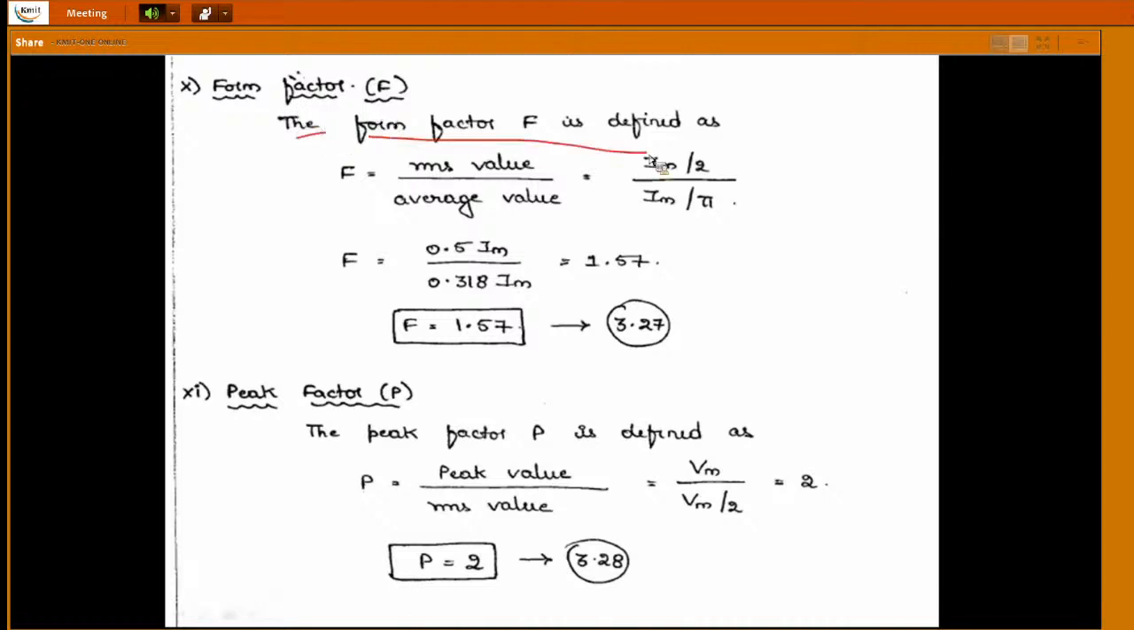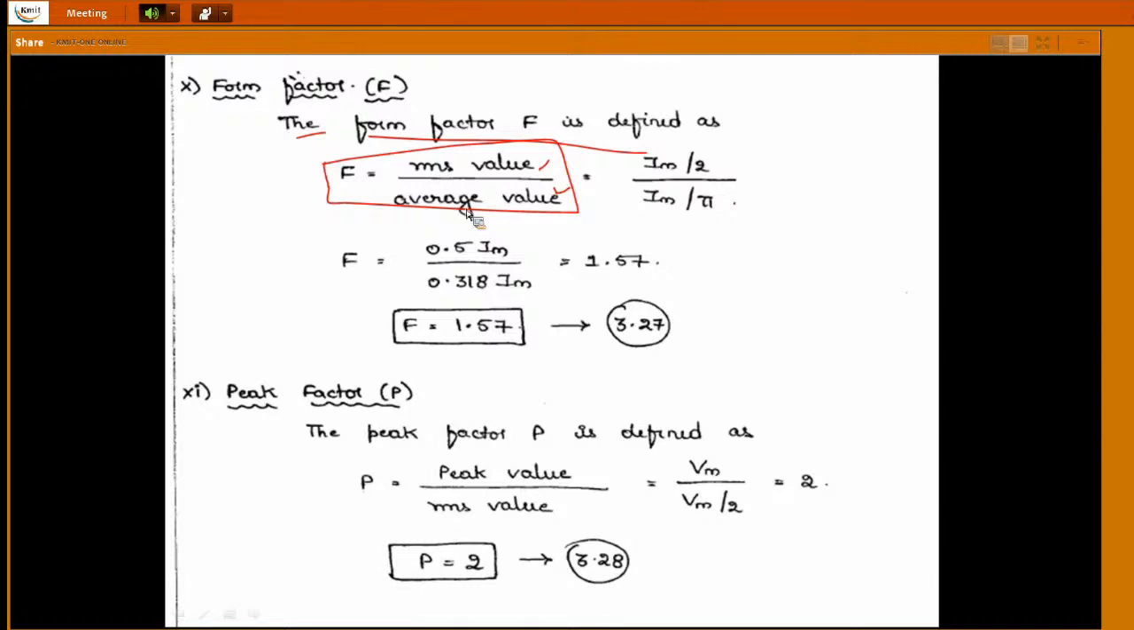The form factor is defined as RMS value to average value. Now, for all these 10 expressions, you remember the first basic formula. If it is clear to you, then you will get everything easily. Now, what is a form factor? It is RMS value to average value.